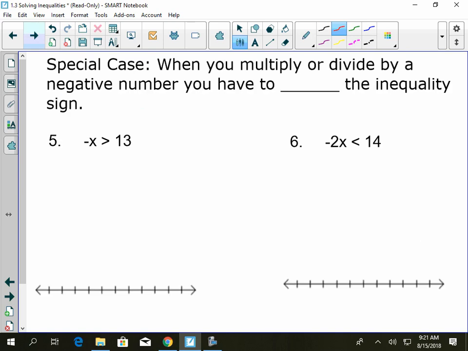Okay, now we have a special case. When you multiply or divide by a negative number, you have to flip the inequality. So everything stays the same, except how do I solve number 5? I don't want to know the answer to negative x. I want to know the answer to x. Divide both sides by -1. That cancels out my -1, leaving me x. Now, because I divided by a negative, I have to flip my inequality.